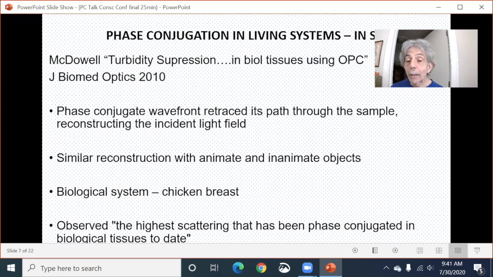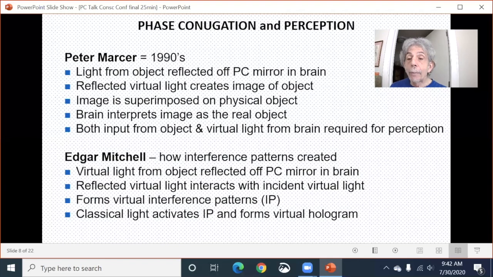And they decided, well, I wonder if we could do this in a biological material. They obviously weren't biologists, so they looked around for a biological material, and they probably found a piece of chicken left over from their dinner, and they put that in the machine, and lo and behold, they observed, quote, the highest scattering as a result of phase conjugation that has been shown in a biological tissue to date. So I got very excited when I read this article. My God, phase conjugation really occurs in the body.